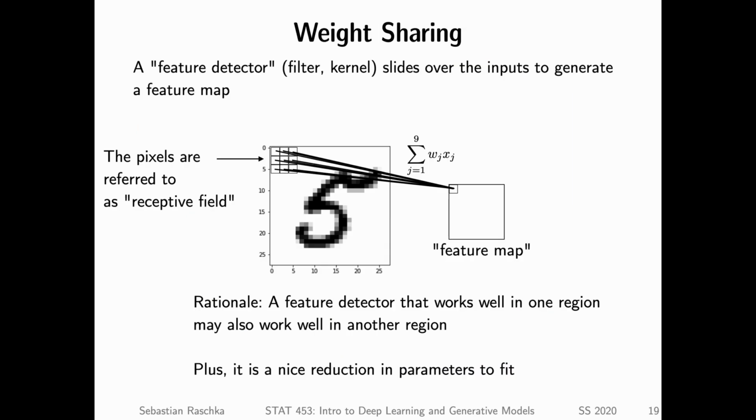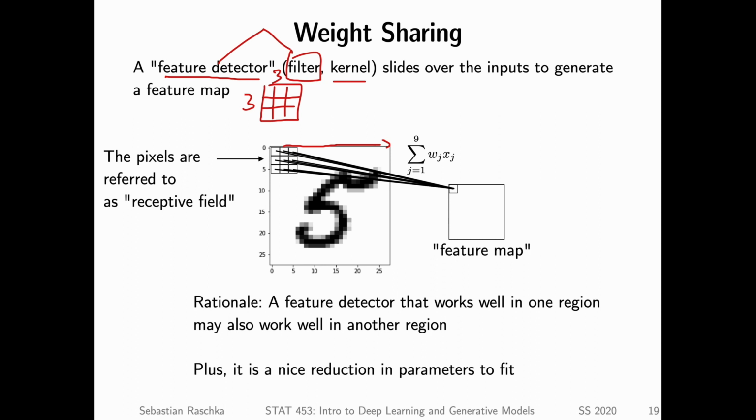So let's zoom in on one of these convolutional operations. What we have here is a so-called feature detector. In this case, it's a 3x3 feature detector. In software documentation, you will also often see the term filter, and personally I often refer to it as kernel, which is a little bit more of a traditional term. So feature detector, filter, and kernel all mean the same thing. And this is something that slides over the input image.